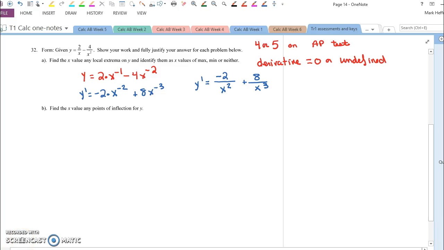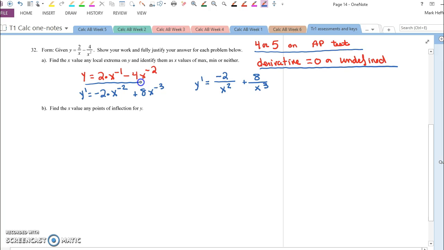So this might have otherwise been a challenge problem before, but now we're recognizing this is really just a 4 or a 5 on the AP test that you're scoring. So lots of you should be able to do this problem with some practice. You've been asked for maxes and mins, which will happen where the derivative equals 0 or is undefined, so we need to take a derivative.